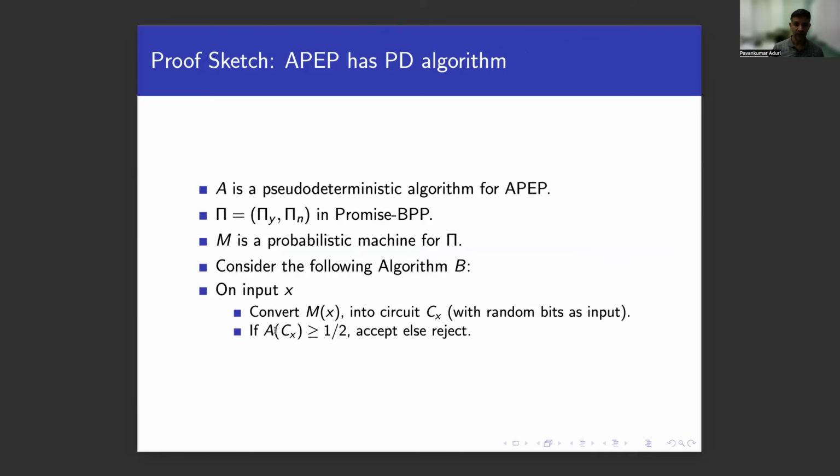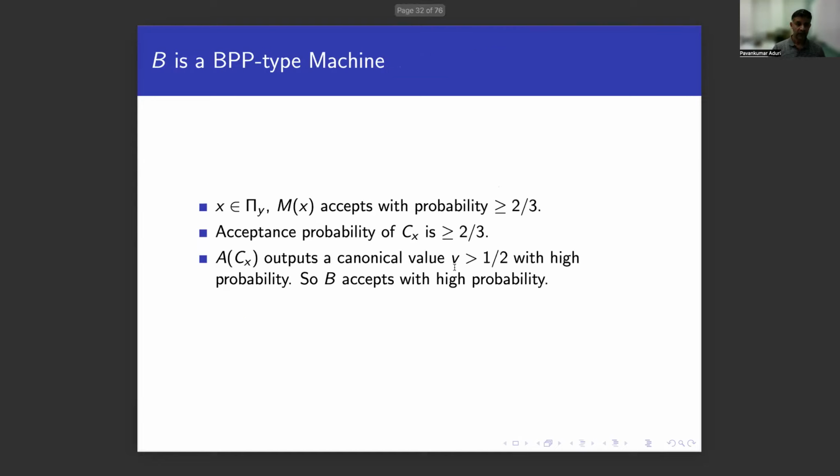Now run our presumed pseudodeterministic algorithm A on this circuit C. If it outputs more than half, you accept, otherwise you reject. Now we're going to show that this algorithm B behaves in a BPP manner. Okay. So let's take an input X that is in Pi_yes. Now we know that M accepts this X with probability at least 2/3. So the acceptance probability of this circuit is at least 2/3.